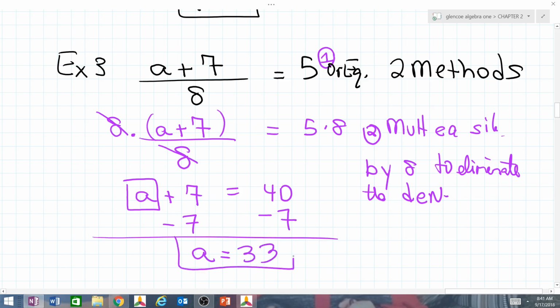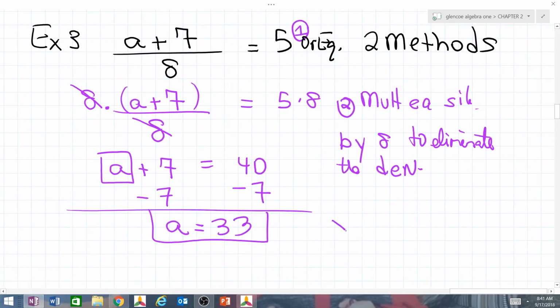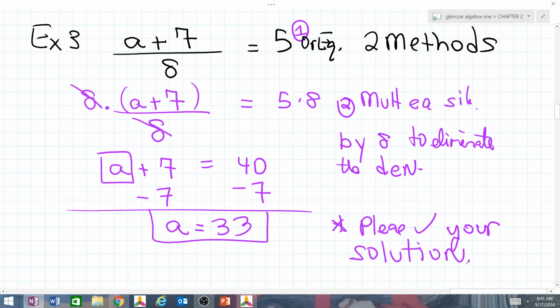So I'm going to give you a major hint here. Please check your solution, because you can get some really funky answers when you do these types of problems, because if you do something wrong, what's going to happen? The number one common mistake would be this. You're going to cancel these 8s, but then you multiply 8 times a and 8 times 7, and you're going to get a crazy answer. These 8s cancel out. That's why I went ahead and put a plus 7 in parentheses to show you.